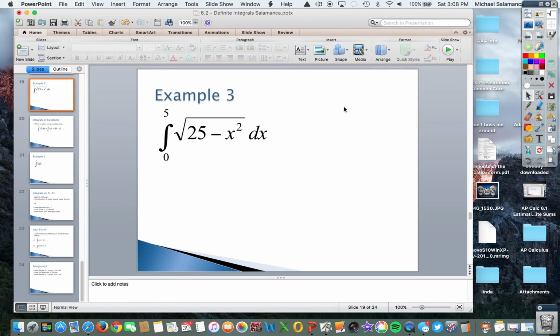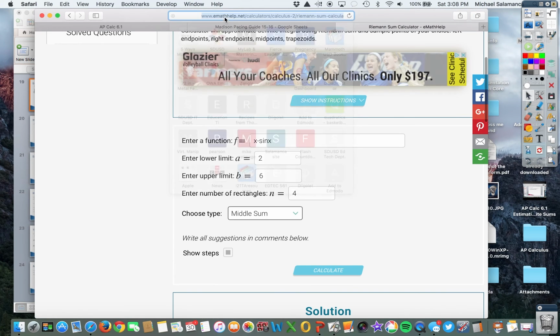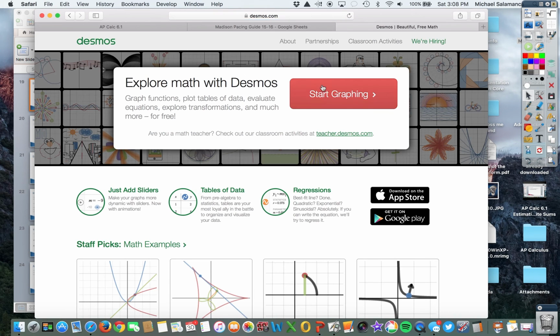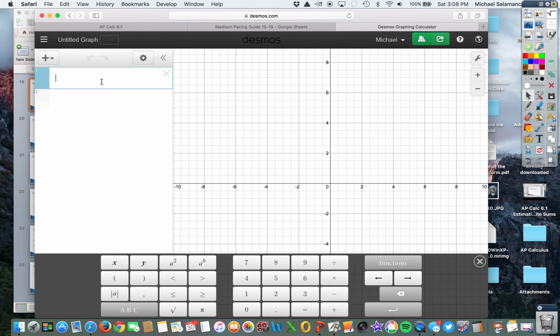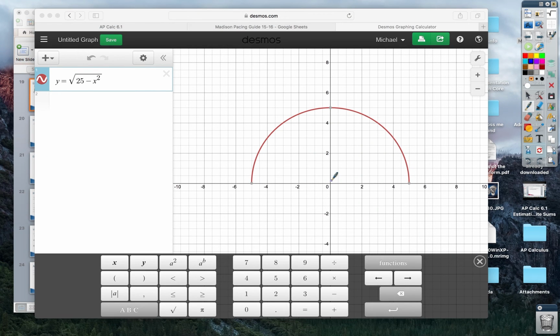So let's look at an example. Here we have the integral from 0 to 5 of the square root of 25 minus x squared dx. Now, I haven't shown you how to find the integral for this yet. So what we're going to do is go on Desmos really quick and graph that. That's pretty much y equals the square root of 25 minus x squared. So if you take a look at this, we wanted the integral from 0 to 5. So what we're really looking for is this area here.